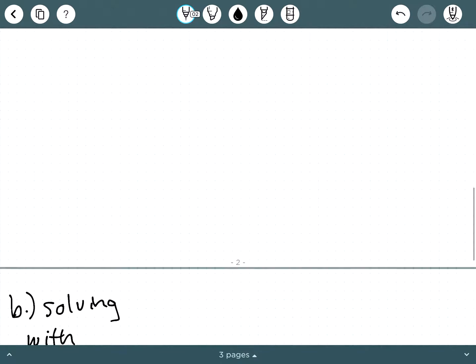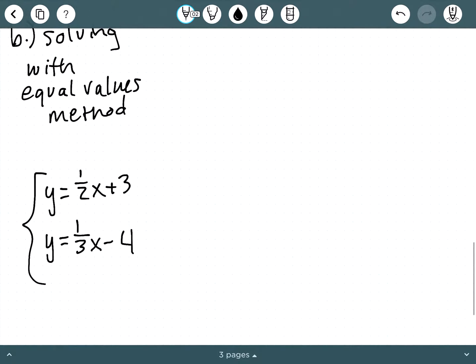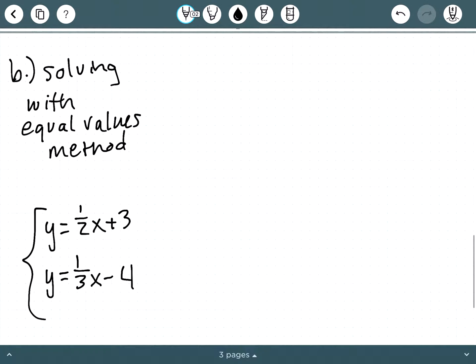B is the system of equations. I think this would be easiest to solve using the equal values method. And to refresh your memory, the equal values method is where we take what y equals here and what y equals here, and we set them equal to each other to solve for x.